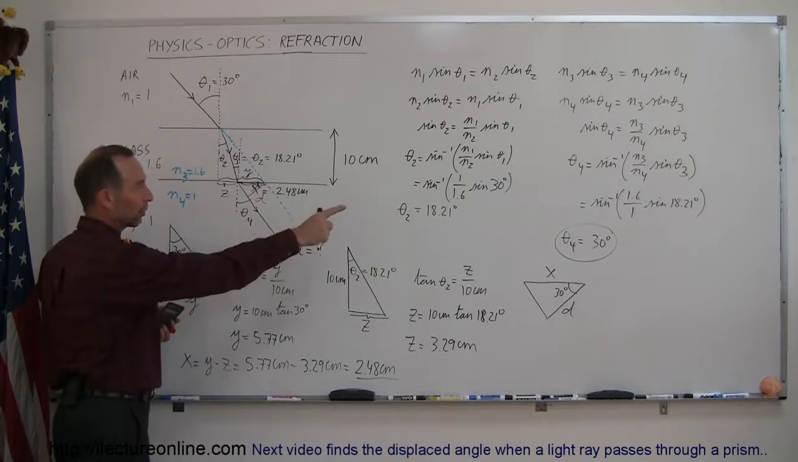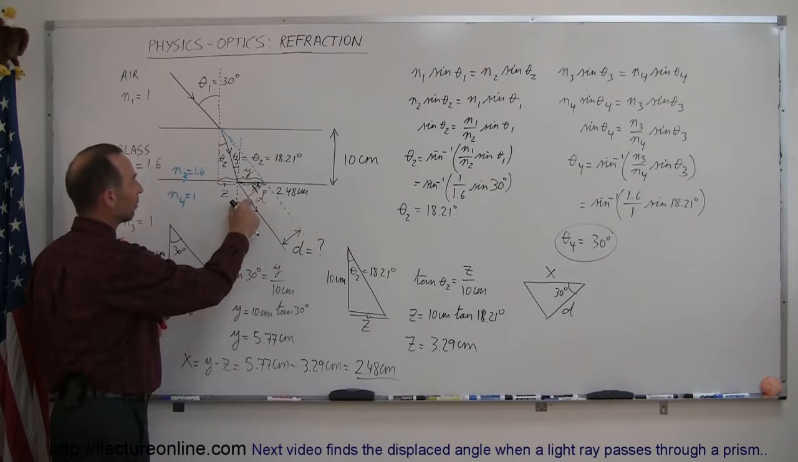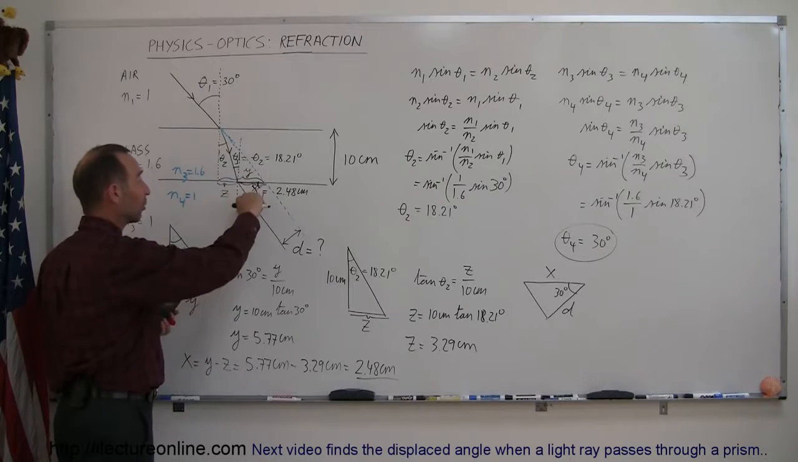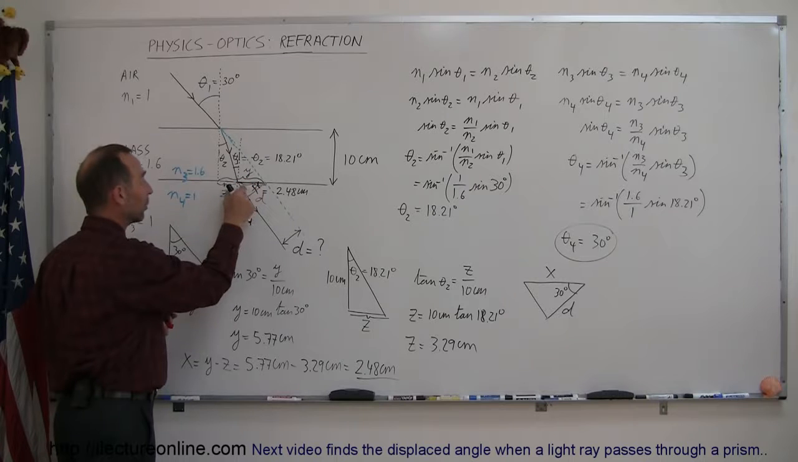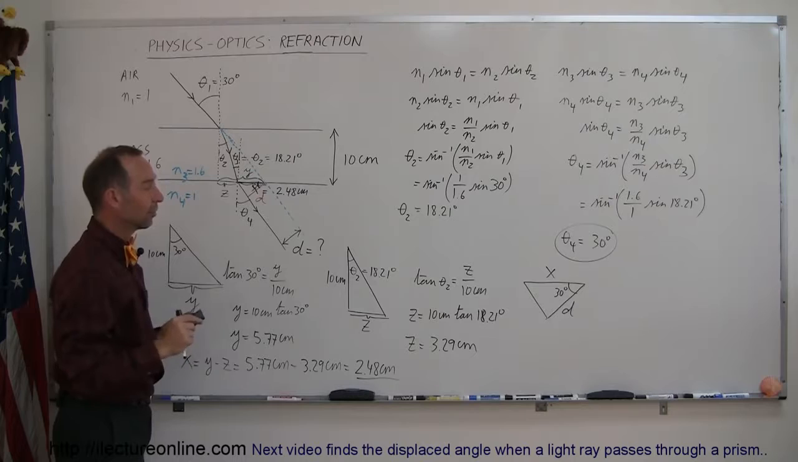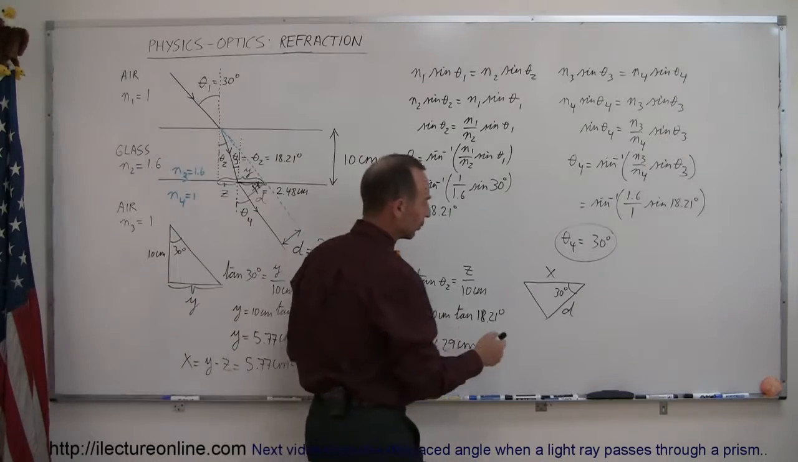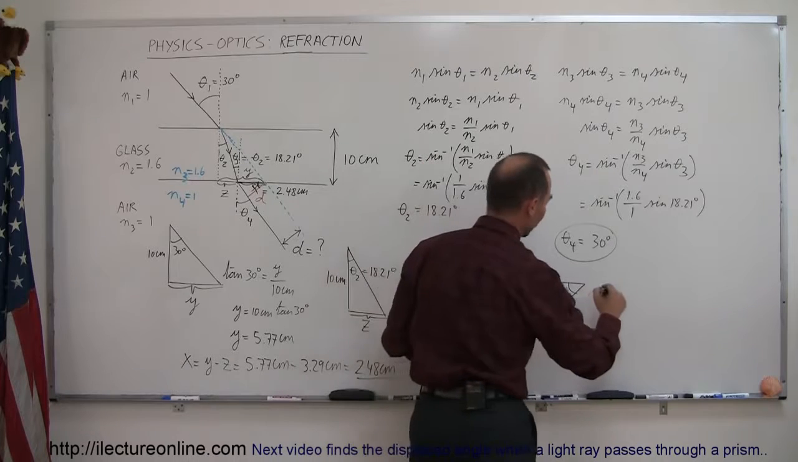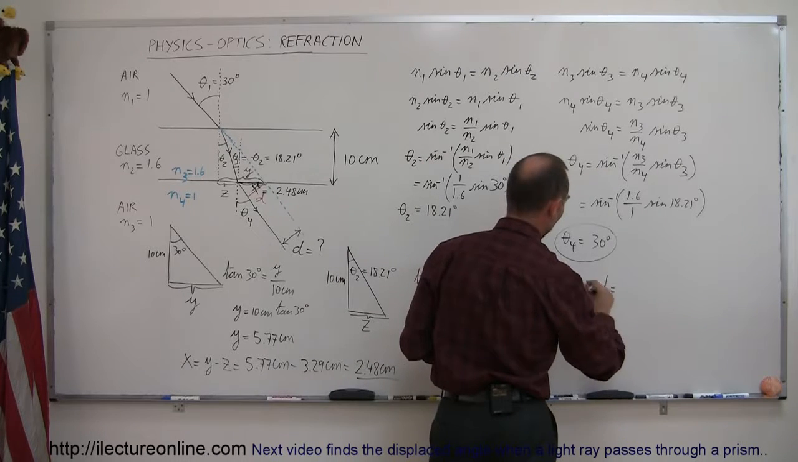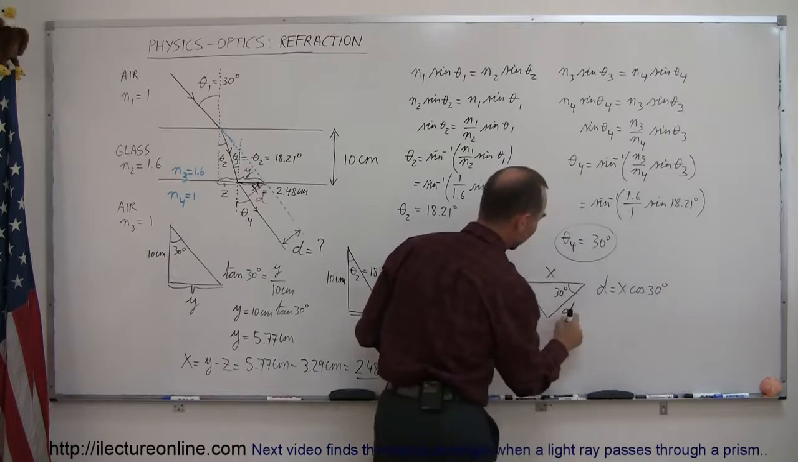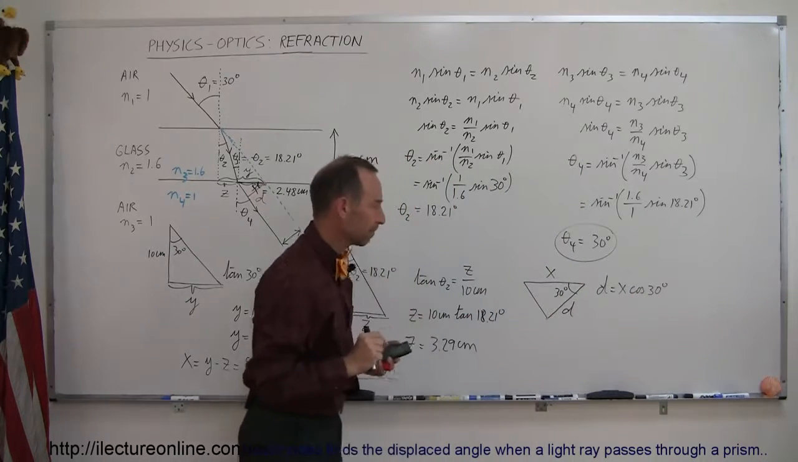Because theta sub 4 is 30 degrees as we found, and this angle must equal this angle. And you say, well, why is that so? Well, notice that this line is perpendicular to this line, and this line is perpendicular to this line, so the angle between those two lines must equal the angle between those two lines. And so finding now what d is equal to, notice that x is the hypotenuse, d is the adjacent side, so we could say that d is equal to the hypotenuse x times the cosine of 30 degrees, because d is adjacent to the angle.